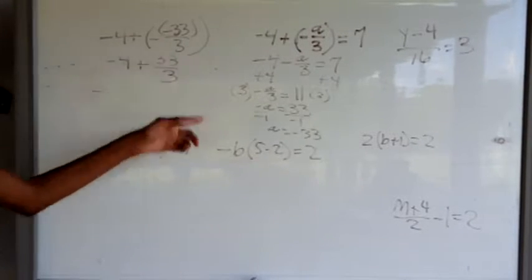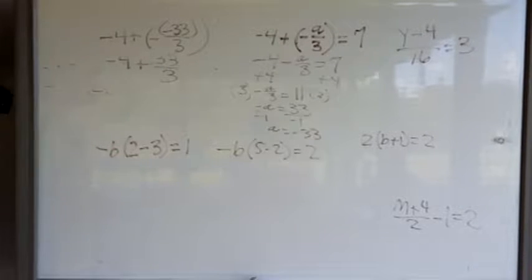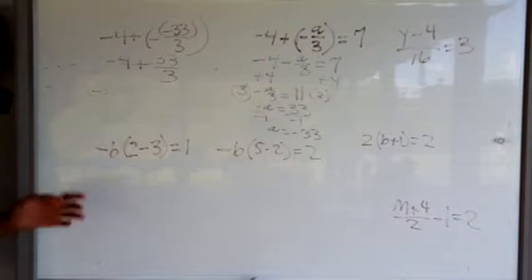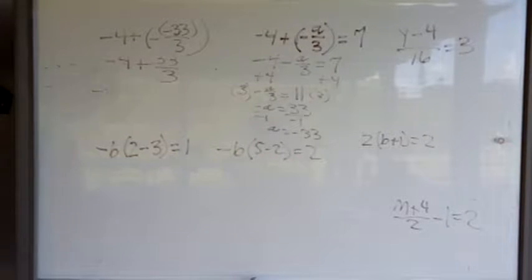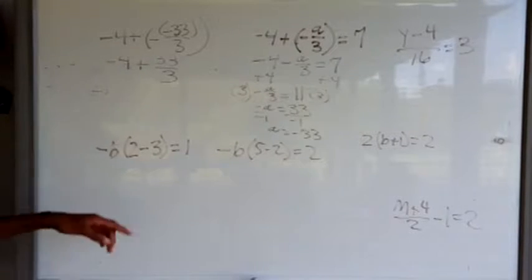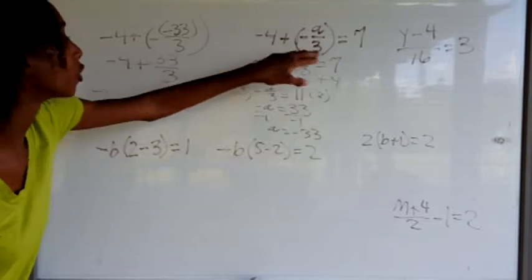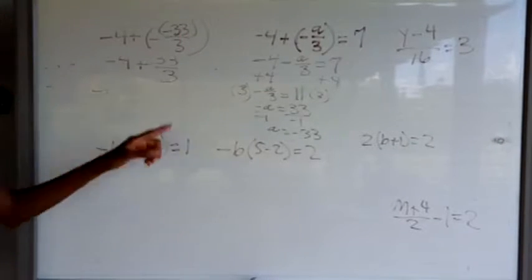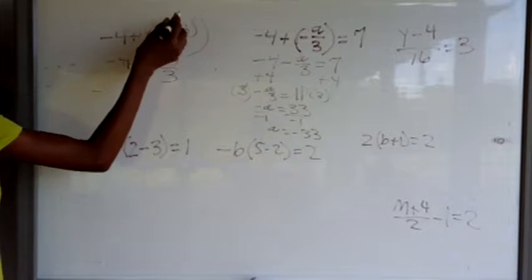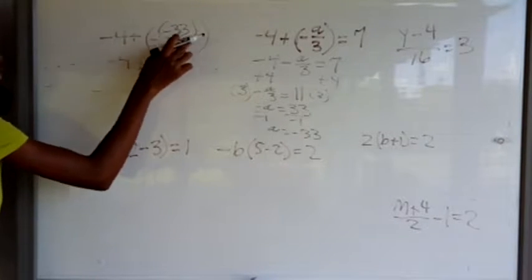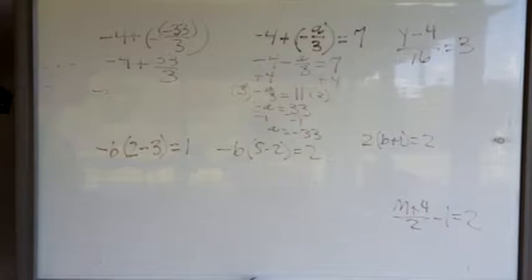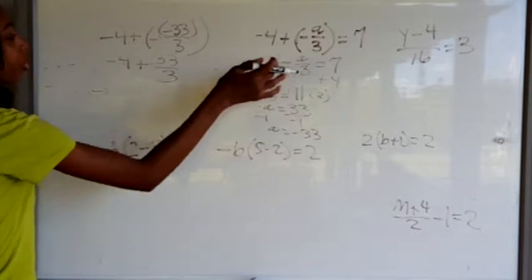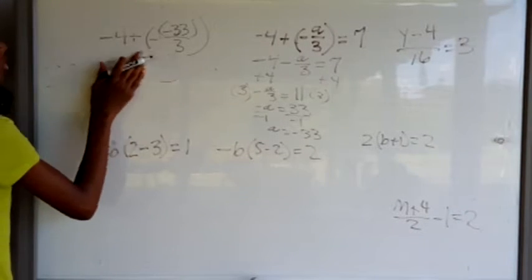This would be like negative 1 times negative 33 over 3. Negative times a negative is positive. So we had negative a over 3, which was negative 1 times negative 33 over 3. That made it positive 33 over 3. Or if we would have rewritten it, that would have made more sense.